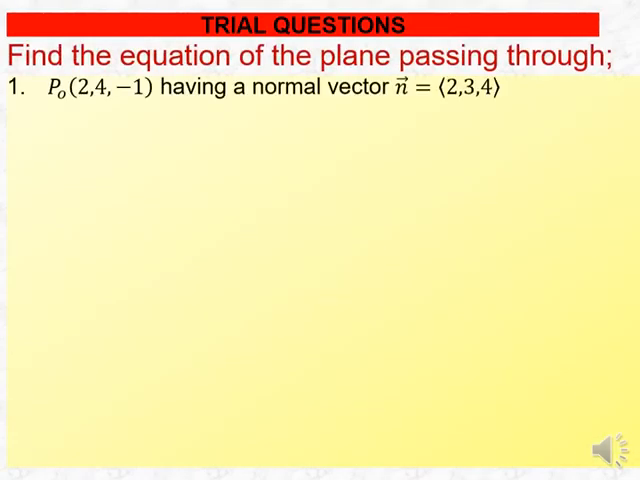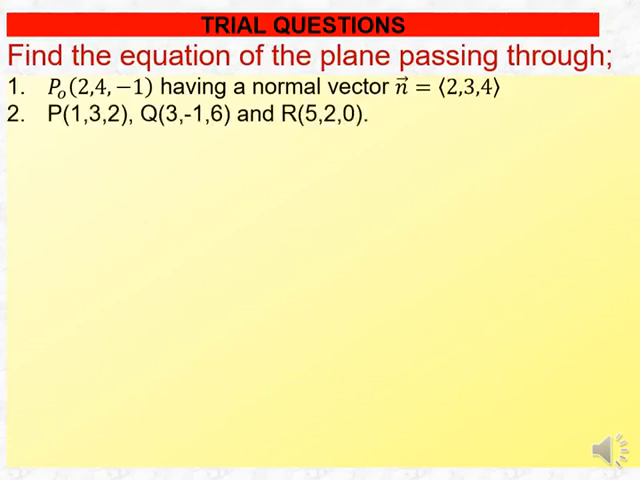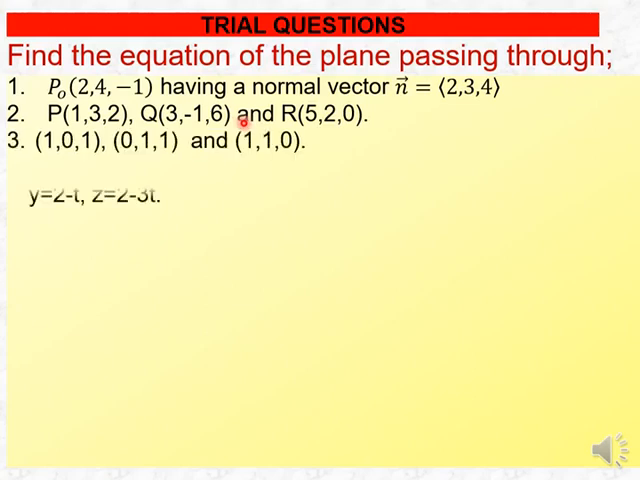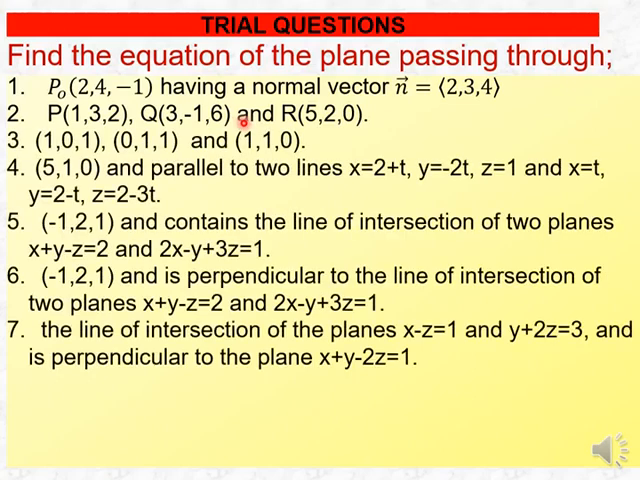So we have some trial questions. You can note them down, try them please, take your time. Here the first one is, find the equation of the plane passing through P naught, which is 2, 4, -1, having a normal vector n, which is 2, 3. For the second one is P1, 3, 2, 2, 3, -1. So please, you can pause the video and write down these questions. There are very many. You can't read all of them one by one.